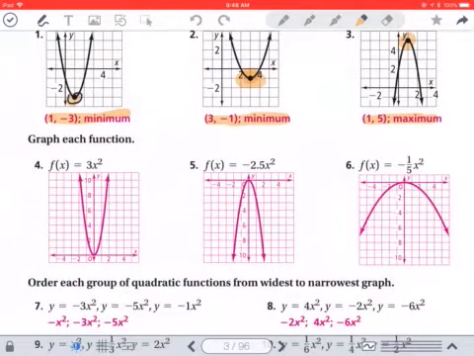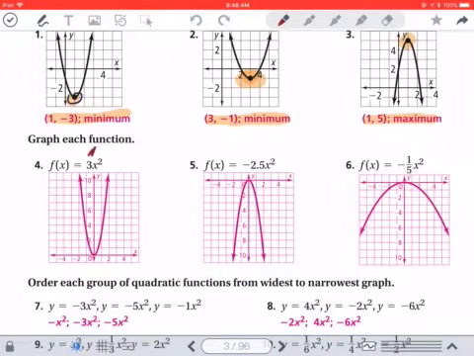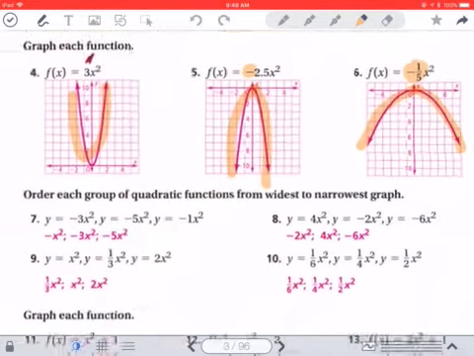Number 4, you're supposed to graph it, 3x squared. Because a is 3, it's going to be kind of a narrow or a skinny graph. Number 5, you have a negative value, so it's going to open downward. Negative 2.5x squared is going to be kind of narrow and it's opening downward. You have a small number here, so it's going to be a wide graph, and it's a negative, so it's going to be wide and it opens downward.